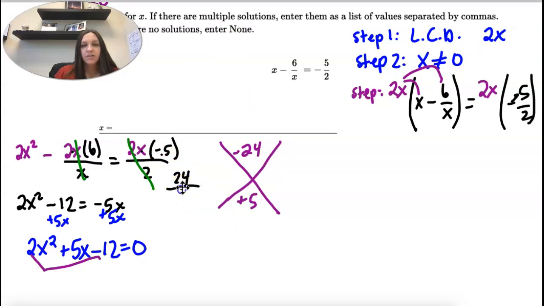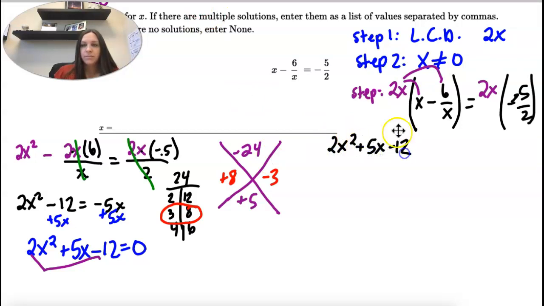So if you need to write down your factors of 24, you can. We have 2 and 12, 3 and 8, 4, 6. And right here is the one we want to use, because 8 minus 3 is 5, and then 8 times negative 3 is negative 24. Okay, I'm just rewriting, and we're going to keep 2x squared and keep negative 12, and just rewrite 5x using our factors.